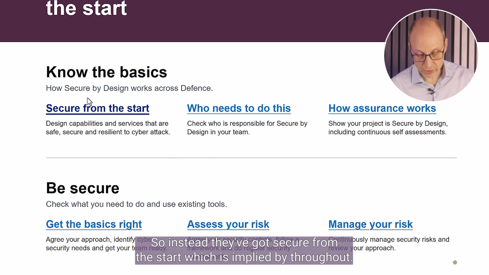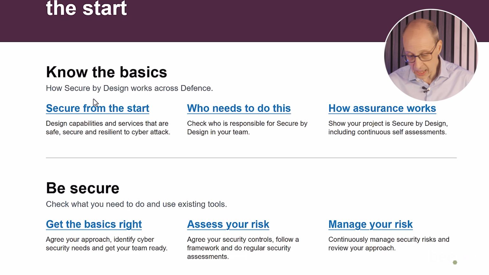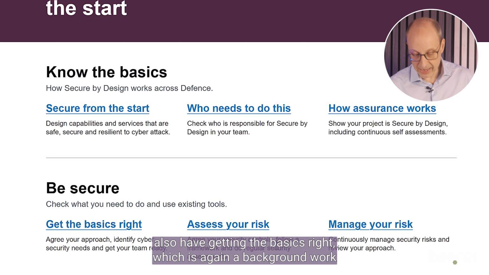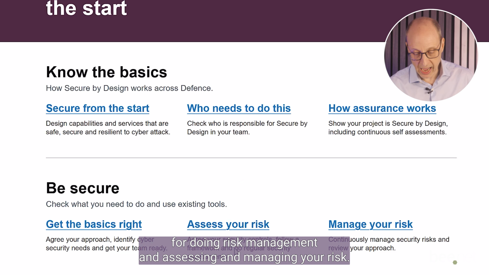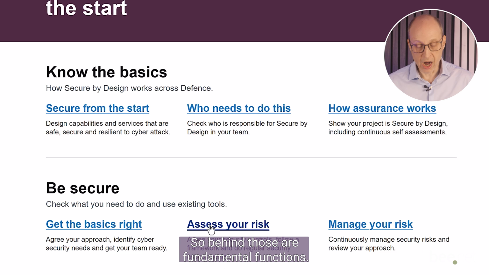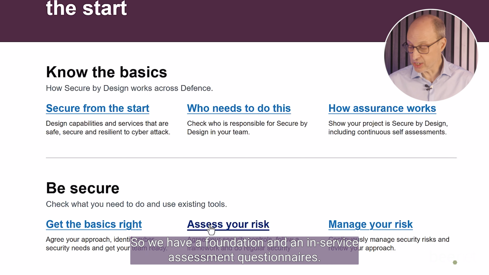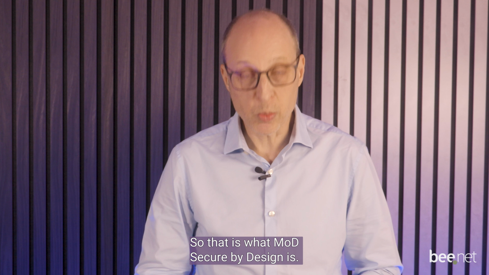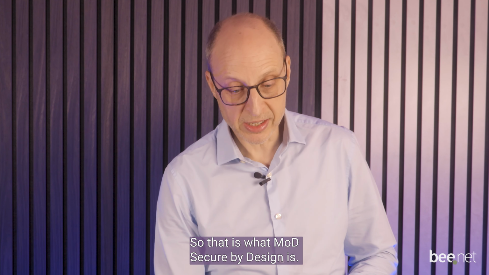So instead, they've got secure from the start, which is implied by throughout. And they also have getting the basics right, which is, again, background work for doing risk management, and assessing and managing your risks. So behind those are fundamental functions. So we have a foundation and an in-service assessment questionnaires. So that is what MOD secure by design is.